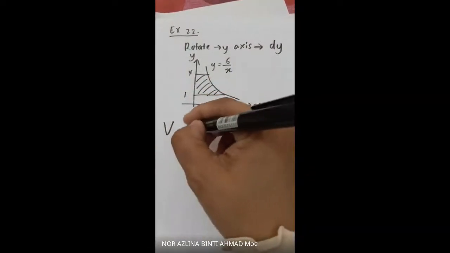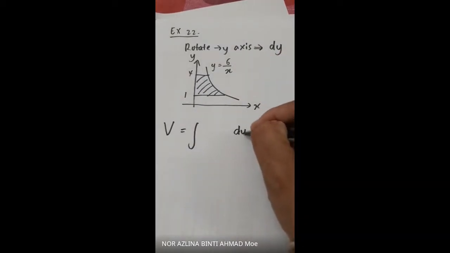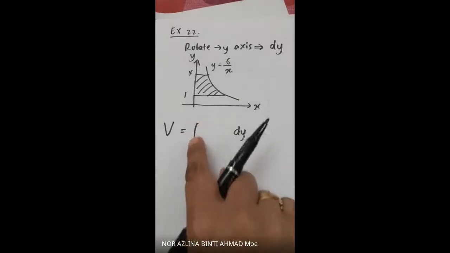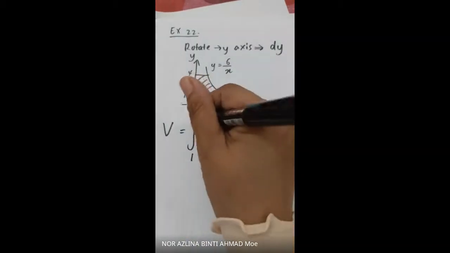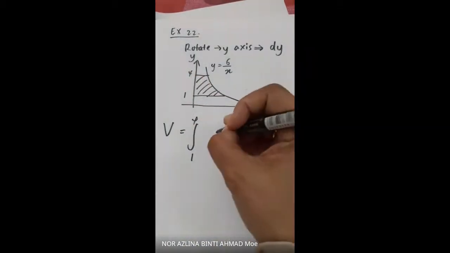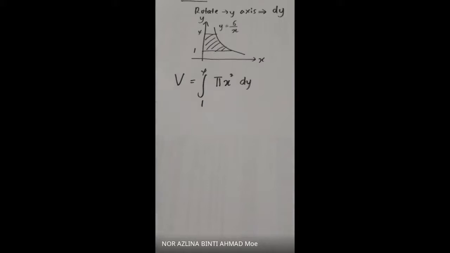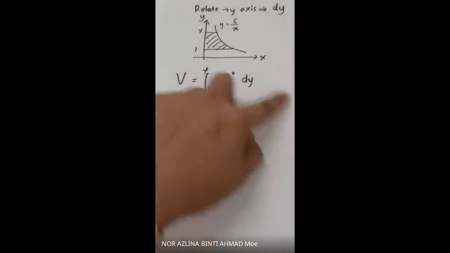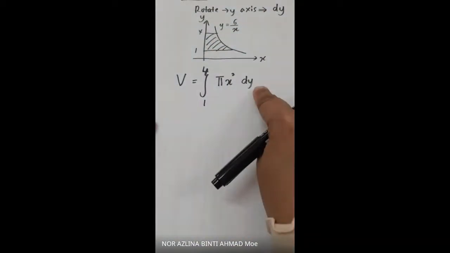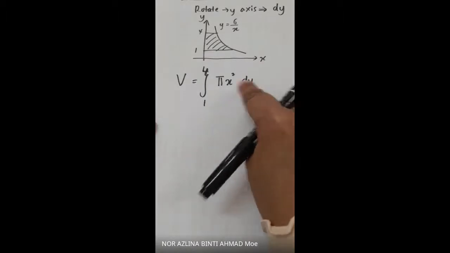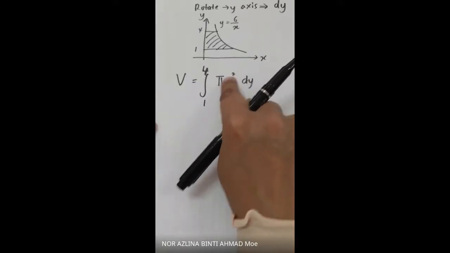So volume, integrate, rotate y-axis. So here must be dy. When dy, you take the value at y-axis. So from 1 until 4. When here y, here must be x squared, and here pi. Okay. Ada murid, dia tak tahu macam mana nak bina ni. Tadi saya dah ajar cara dia ya. Bila dia rotate y-axis, so here must be dy. Bila sini dy means this is value at y-axis. When here y, here must be x squared and here pi.